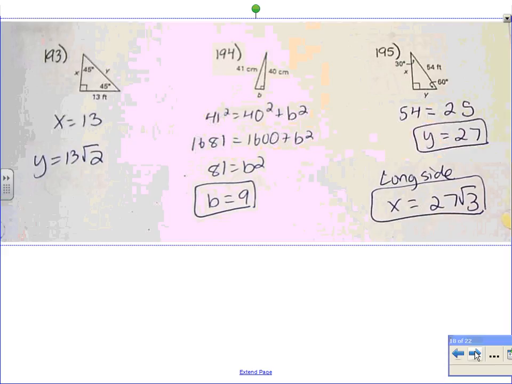193, x is 13, y is 13 square root of 2. 194, b is 9. 195, y is 27. And the long side, which is x, is 27 square root of 3. Any questions on those ones? Now, some of these are Pythagorean's theorem, so just be careful because they're mixed up.